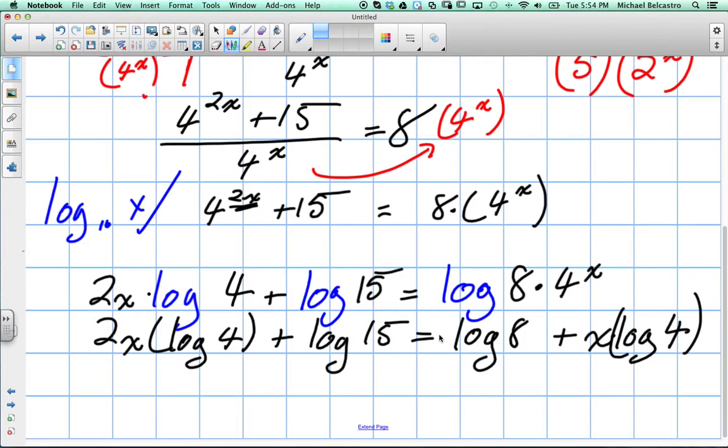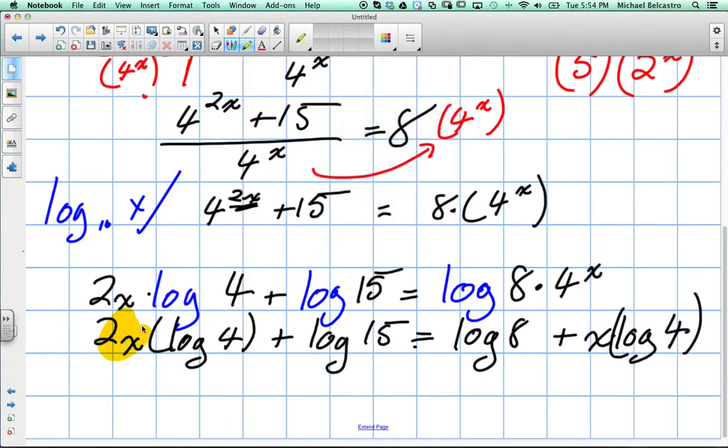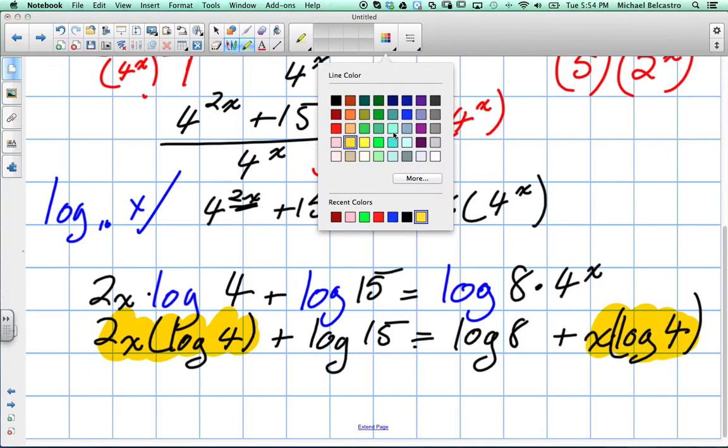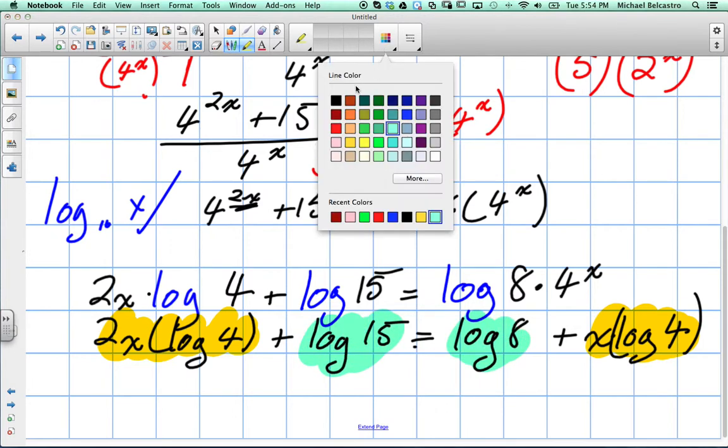So what we can do here is first collect our like terms. I'm going to bring my x log 4 over to my 2x log 4, and put these two together. So I'm going to bring anything with a variable of x to the left, my like terms being this grouping here, and I'll show you how they're like terms in a moment. And these two are going to be essentially values. So I'm going to put the green ones on the right and the yellows on the left here.